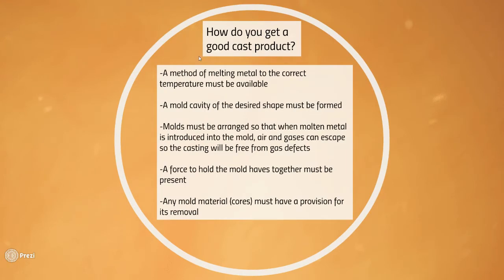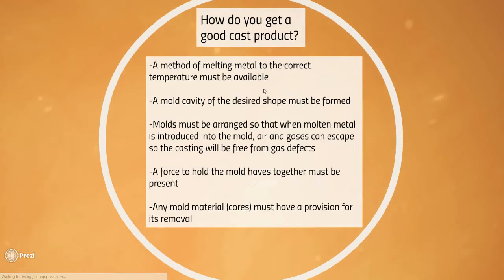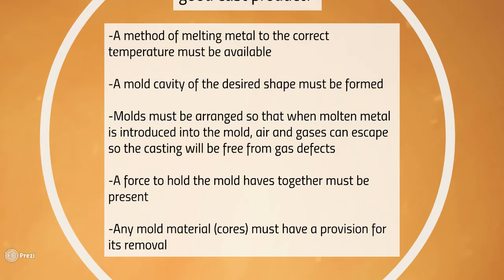So how do you get a good cast product? Very important. Let's think about that. First of all, you have to have a way of melting the metal because the metal has to be molten so that it can be poured into a mold. So you must be able to make it to the correct temperature. That's very important. Then you want to have a mold cavity that has the right shape. You have to have a way to form that.